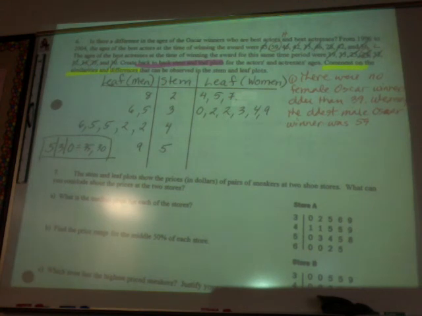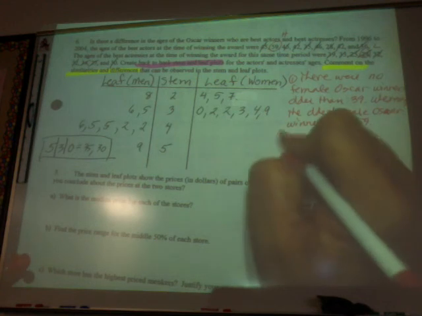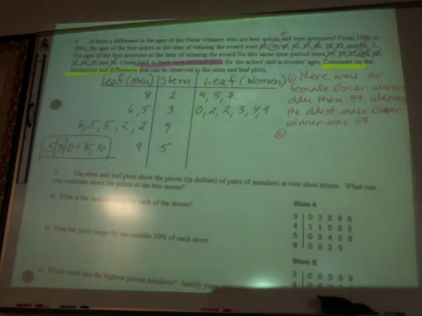What else do you note? There's lots of things we can talk about. That's just one thing. What else do you see? There were more men than women overall. Not true. There were 9 men and 9 women. Yeah. So there's an equal number of male winners and female winners. So you could mention that.